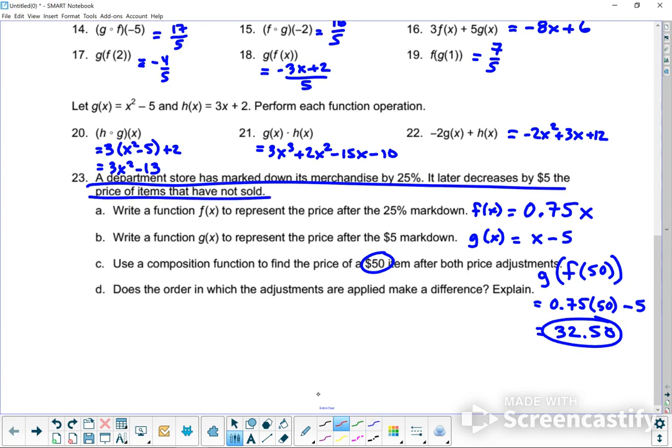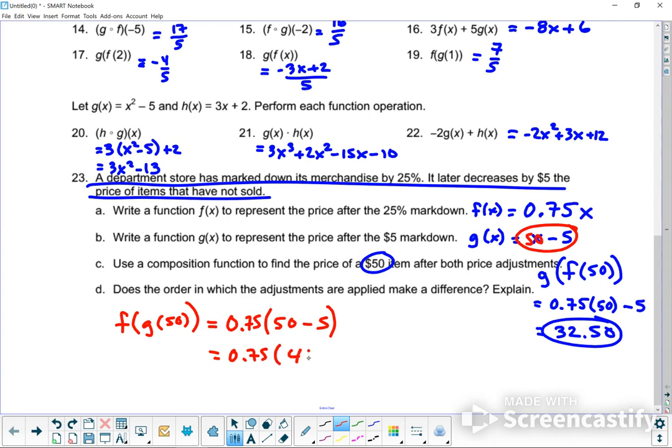If we did it with f of g of 50, which means we're going to take the $50 and subtract. So g of 50, g's right here, so we put 50 in it. It's going to be 50 minus 5. We're going to get that answer, and then we're going to multiply it by 0.75. You can see it'll make a difference. So 50 minus 5 is, you can follow along with the calculator if you have one, $45.